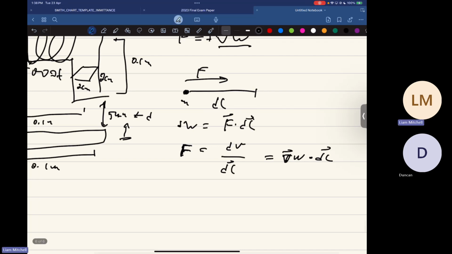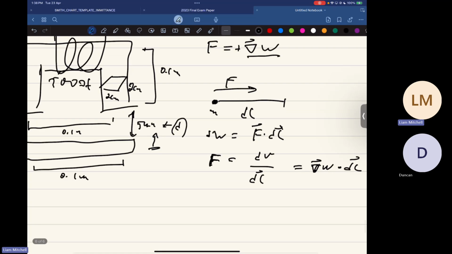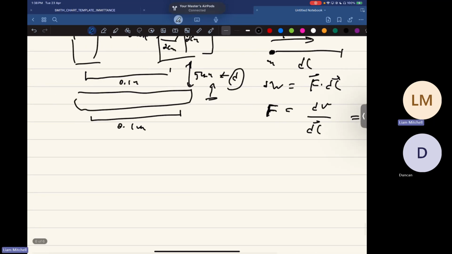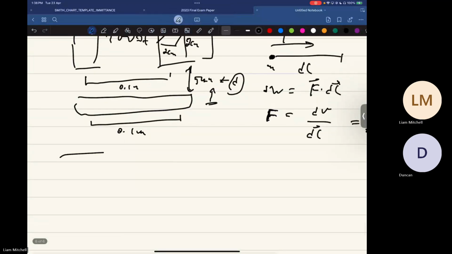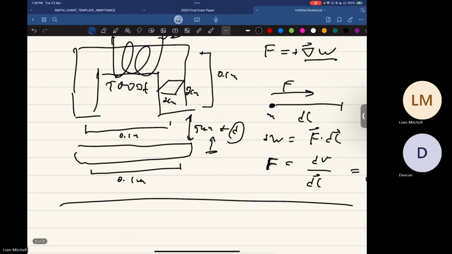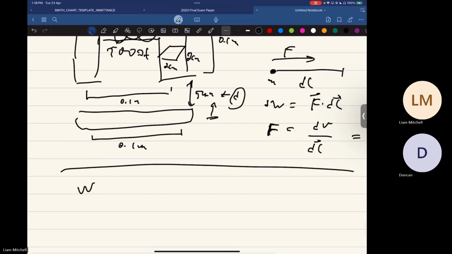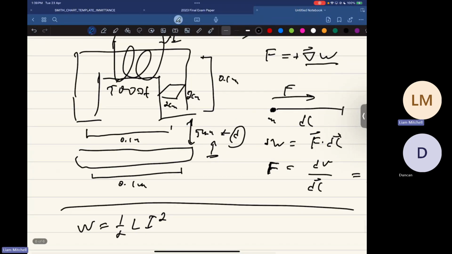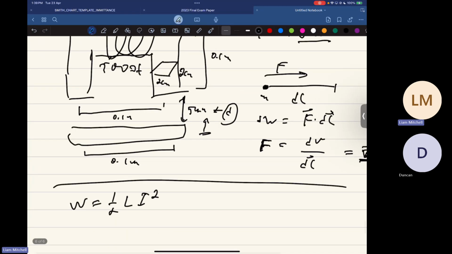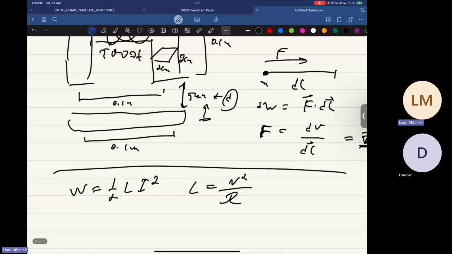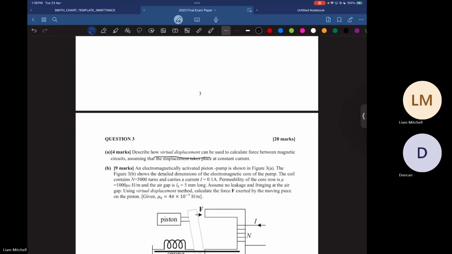So usually, if you have some displacement d, then you take the derivative of work, which is one half L I squared, correct? And as we are given the dimensions of the core, we can find L as N squared over the reluctance R in this case.